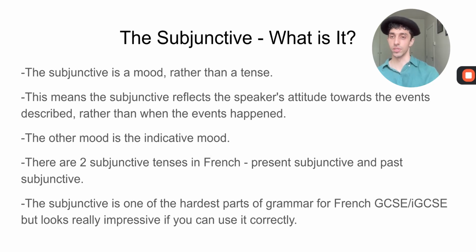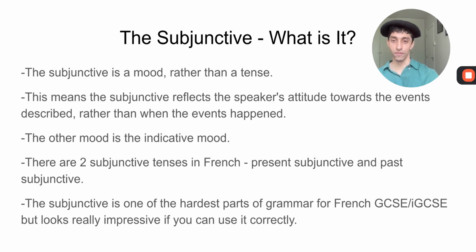The other mood that the subjunctive can be contrasted with is the indicative mood. And pretty much all students of French will start off with learning the tenses in the indicative mood first, generally starting with the present tense, which is actually, to give it the full name, the present indicative tense, the future indicative, the conditional indicative, the imperfect indicative, perfect indicative, and so on. So all of those are tenses that exist in the indicative mood.